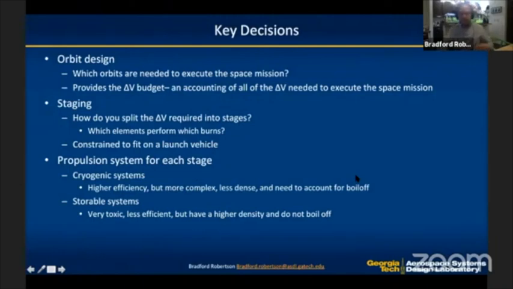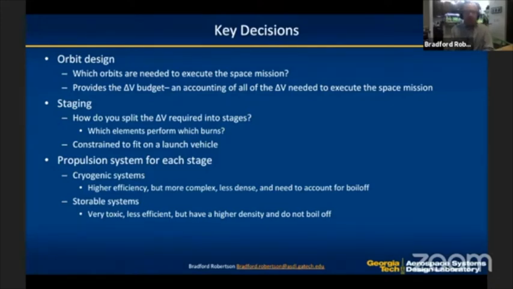And so I kind of just wanted to wrap up the very high-level basics of what's going on there. And so that goes into what are my key decisions. So what's my orbit design? What orbits are needed to execute the space mission? And that provides the delta V budget. That's how do I account for all the delta V needed to execute this between all of the different events that I need to work with.